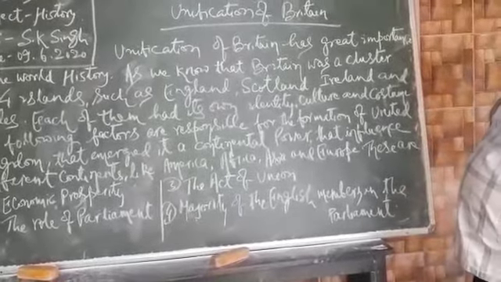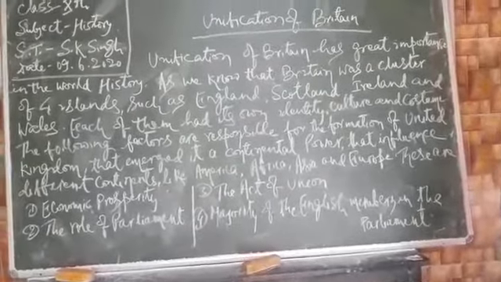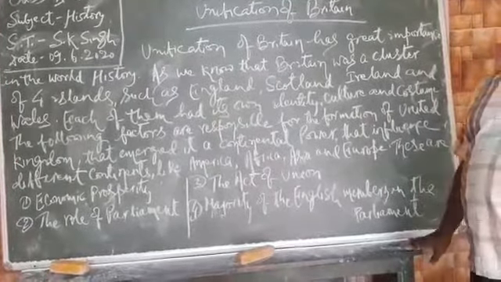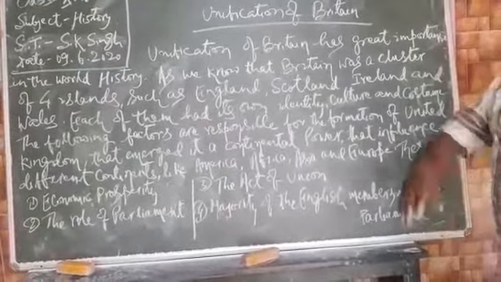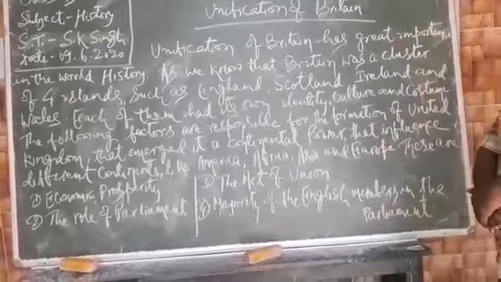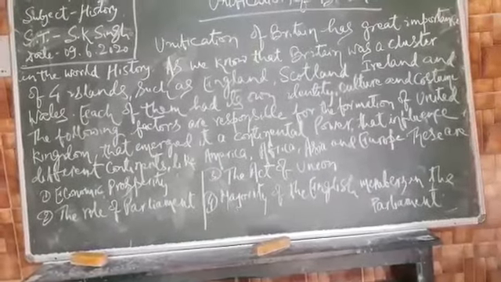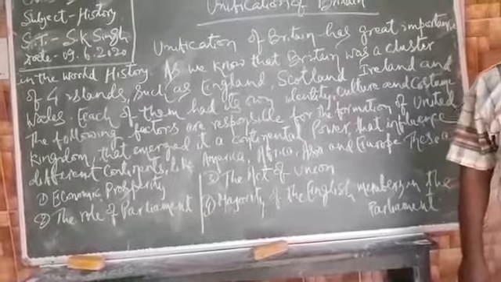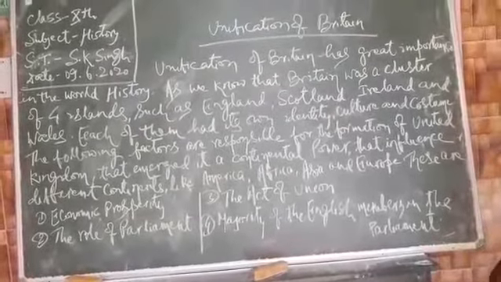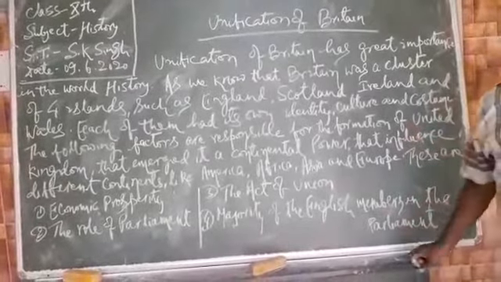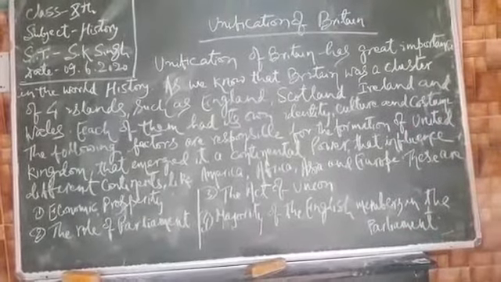Now see the majority in the English Parliament. In the English Parliament, the British were in great numbers. So we see that the Irish people and Scottish were forced to accept British identity, the British national anthem, the British flag, and British culture also.